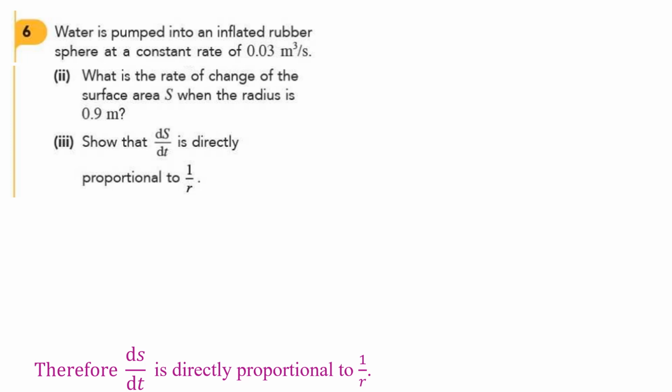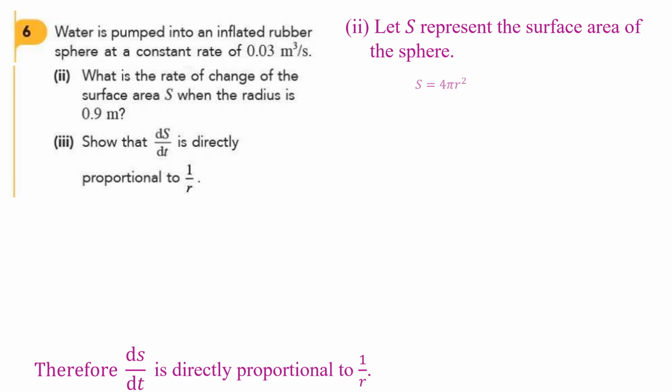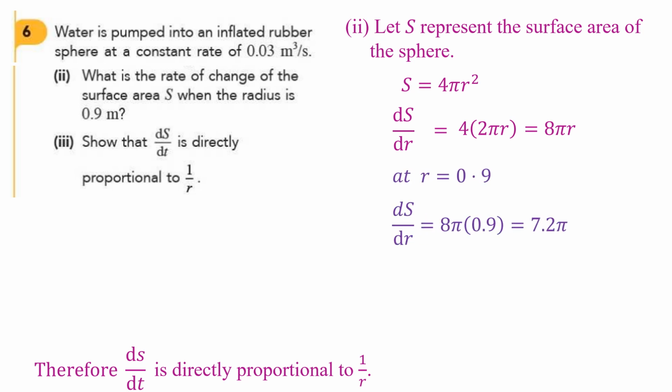Okay, let's look at part 2. So part 2 is to find the rate of change of the surface area. So what is the formula to find the surface area of the sphere? If I let S represent the surface area of the sphere, then S will be 4 pi r squared. That's fine. Let's differentiate S with respect to r. So dS over dr will give you 8 pi r. Let's substitute radius to be 0.9. We keep the value. So we need to find the rate of change of the surface area, which means we're finding dS over dt.